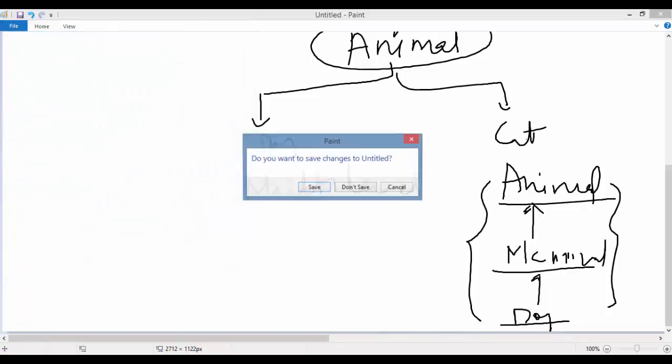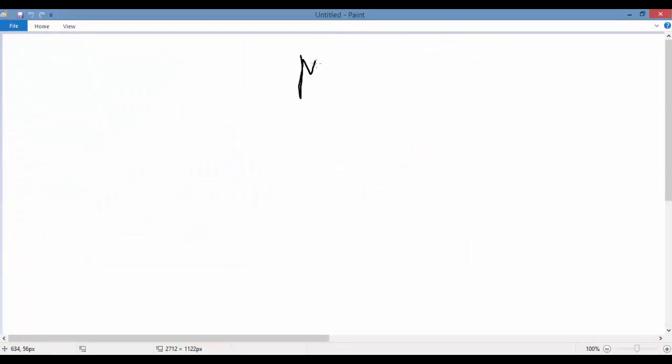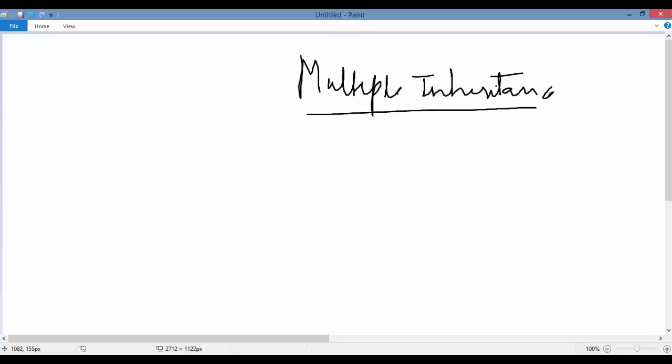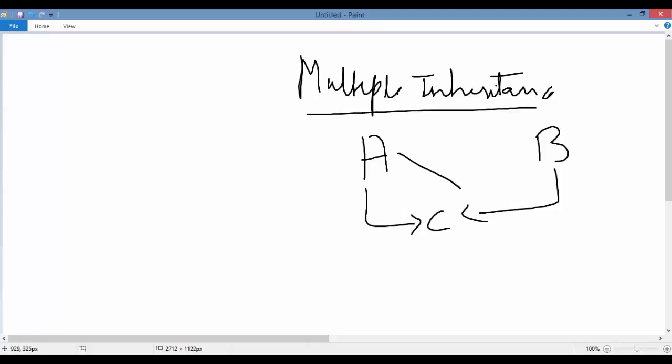In Java, there is no multiple inheritance. Now, what do you mean by multiple inheritance? Multiple inheritance means one particular class having two parents. One particular class cannot have two parents, which means there cannot be a class like A and B and a C class that extends from both A and B. That is not allowed in Java. You cannot extend from two different classes at the same time. You can only extend one class.